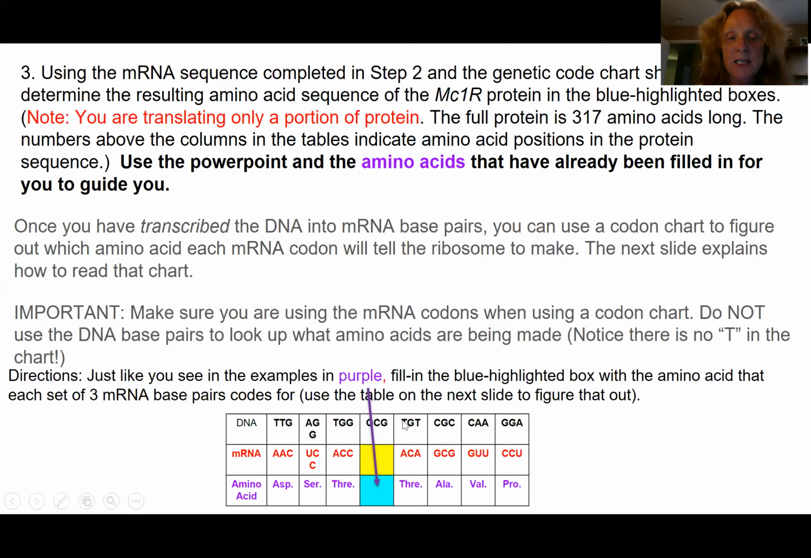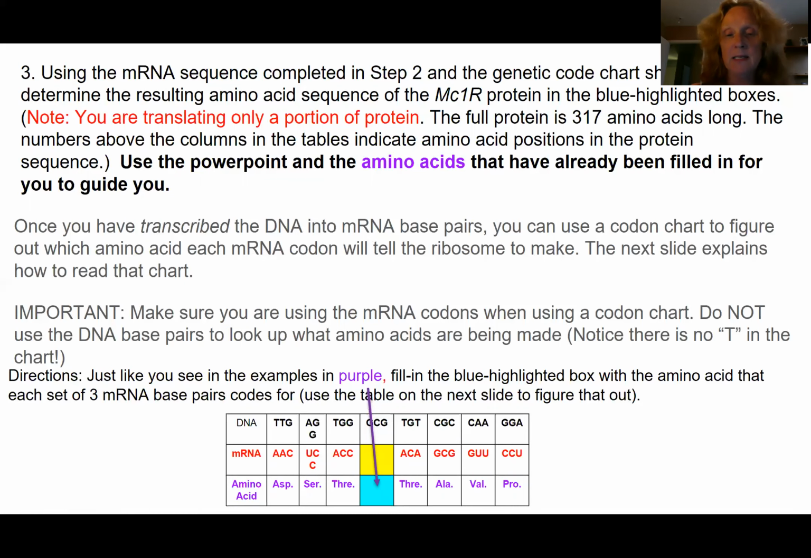So you can see this was T, this was A, this was G, this was C, this was T, this was A. And so using this, it helps you figure out what it is on the codon chart. Now, once you've transcribed the DNA to the mRNA base pairs, you then can use what's called the codon chart to figure out the amino acid that each mRNA codon will tell the ribosome to make, okay? Remember translation? Okay, so the next slide explains how to read that.